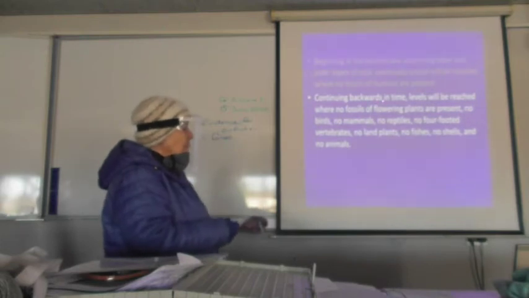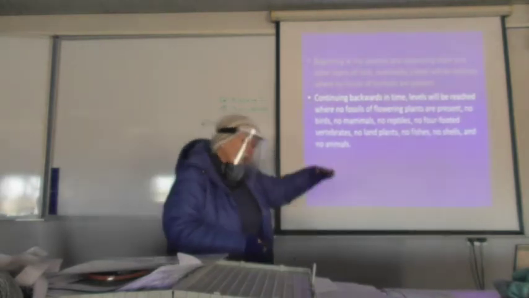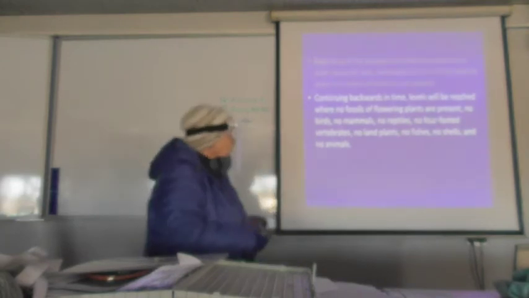And so continuing backwards in time, in other words, going down through the strata, you'd eventually reach a stratum where there are no fossils of flowering plants, because they haven't evolved yet. Then a stratum where there are no birds, then a stratum where there are no mammals, no reptiles, no four-footed vertebrates, then no land plant, then no fish, then no shell, and then no animals at all.